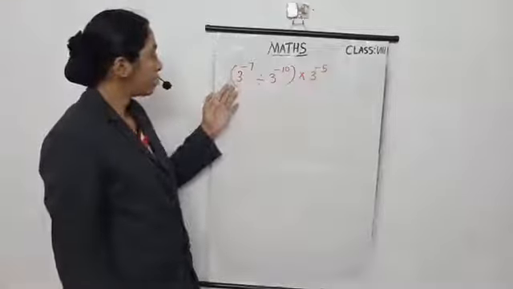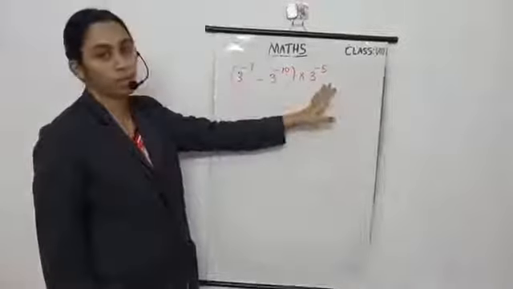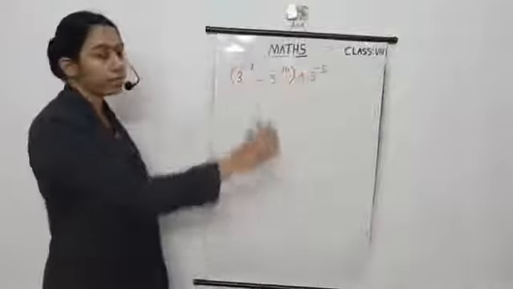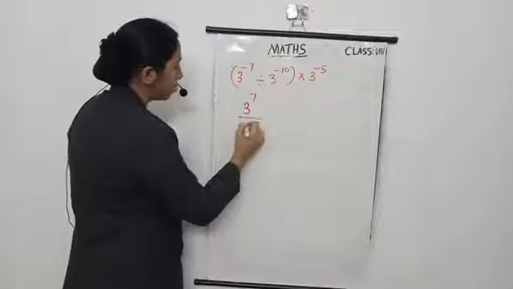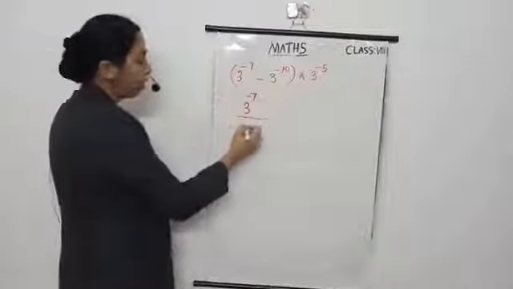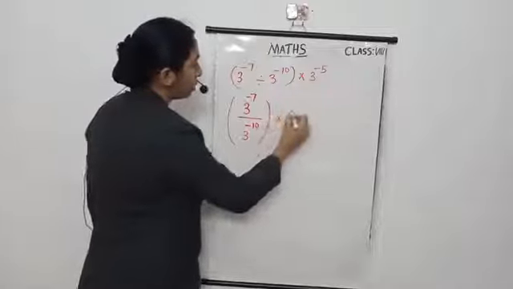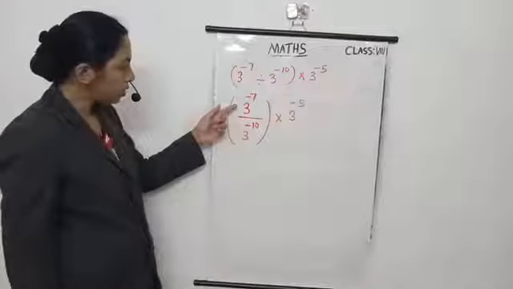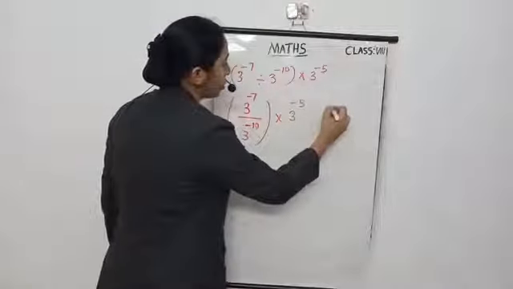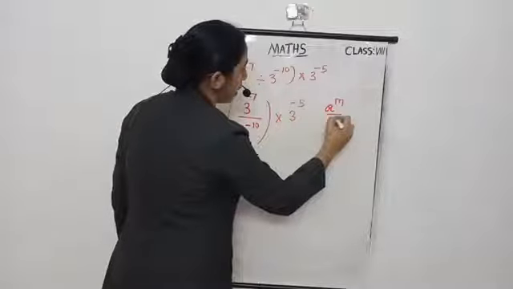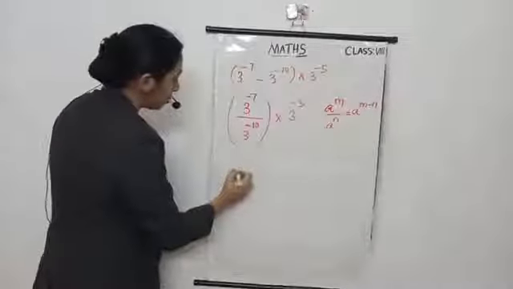Now next question, second question, sub question 4. So 3 raised to minus 7 divided by 3 raised to minus 10 into 3 raised to minus 5. All exponents are negative exponents. First rewrite this question like 3 raised to minus 7 by 3 raised to minus 10 into 3 raised to minus 5. Now this has same base 3 and 3. So use the exponential formula a raised to m by a raised to n equal a raised to m minus n. So apply that one here.